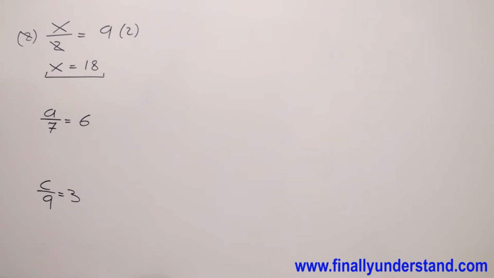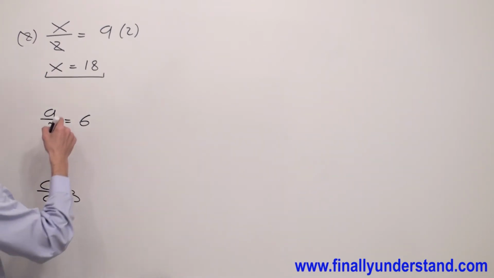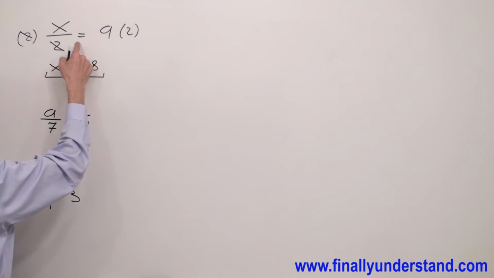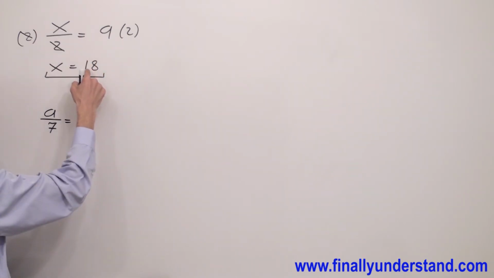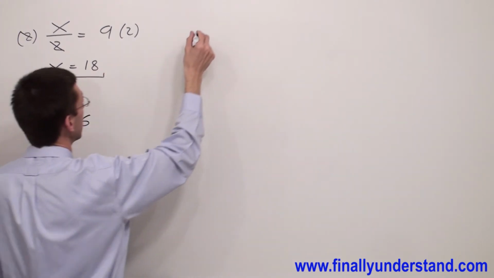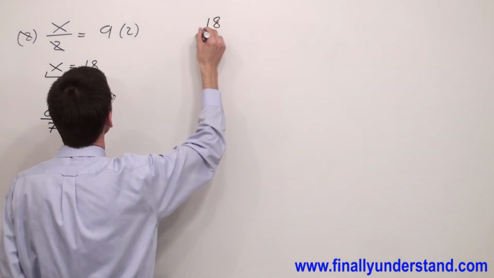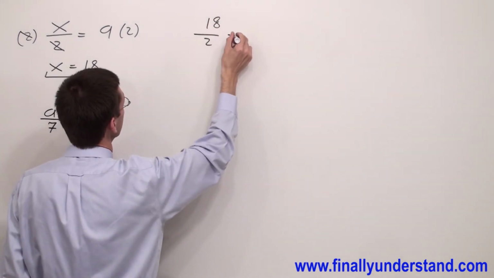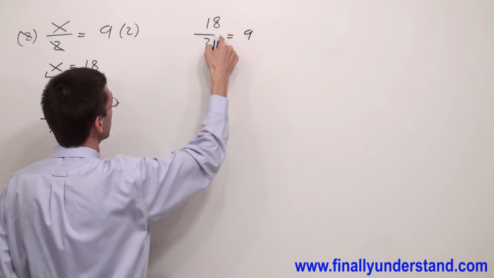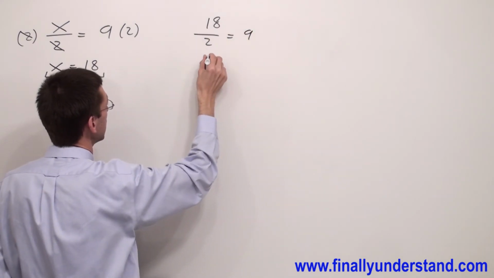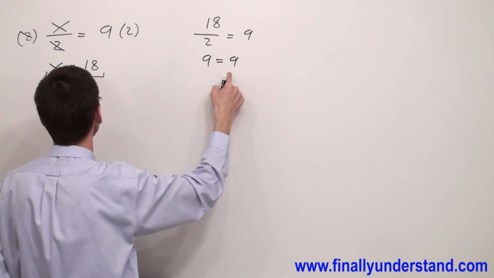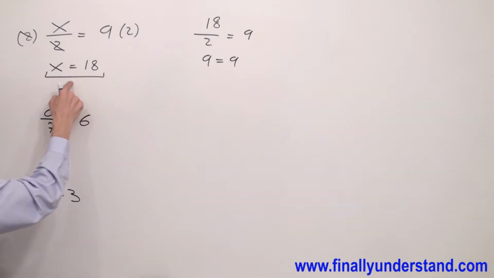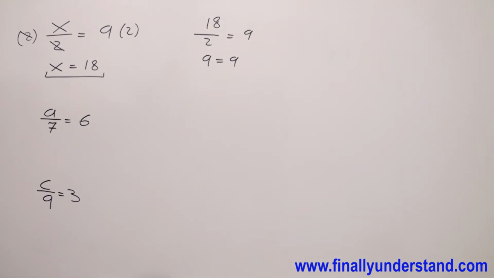Let's verify this answer. The original problem said x divided by 2 has to be equal to 9. I'm going to replace this x by this 18. I have 18 divided by 2 equals 9. 18 divided by 2 is 9. 9 is equal to 9. Left side is equal to the right side. That's why this is the correct answer to my problem.